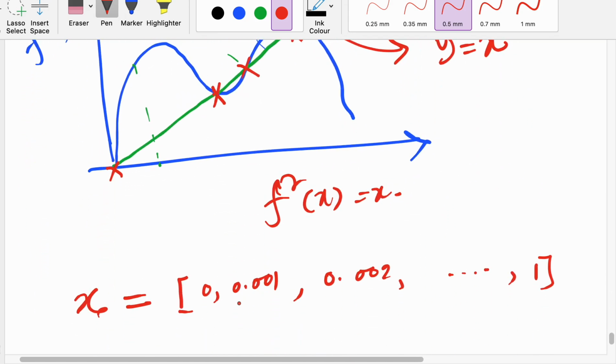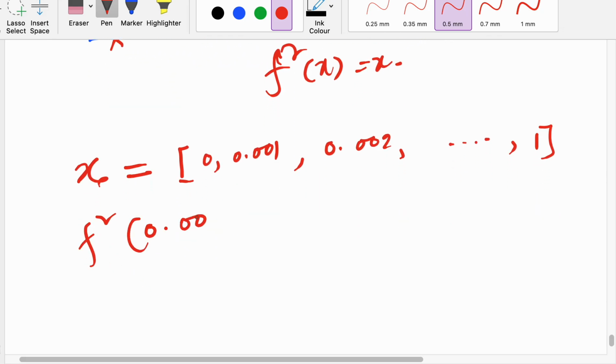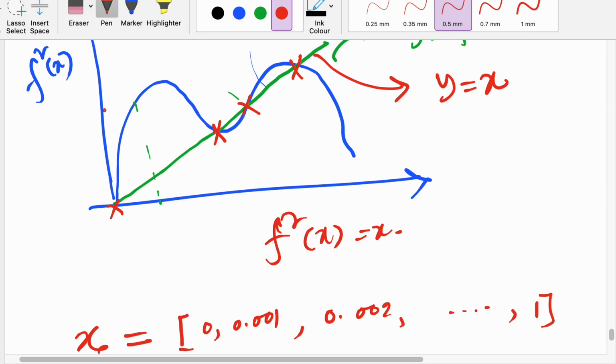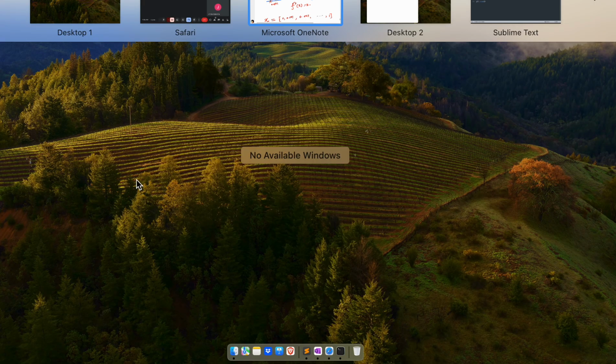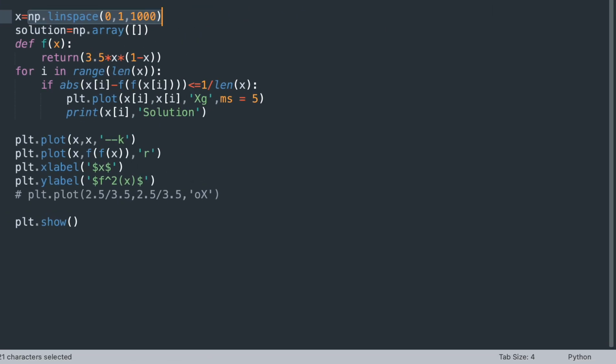If I put f square of 0.001, I will get something, and I will plot that as y. Suppose x is 0.001. If I put that value in f square, I will get a point here corresponding to f square of 0.001. I will put the point here. That's the way I will generate this curve. Similarly for x equal to 0.01, I get a y value and put a point, and that's how we get this line. That is what is being done in the code.